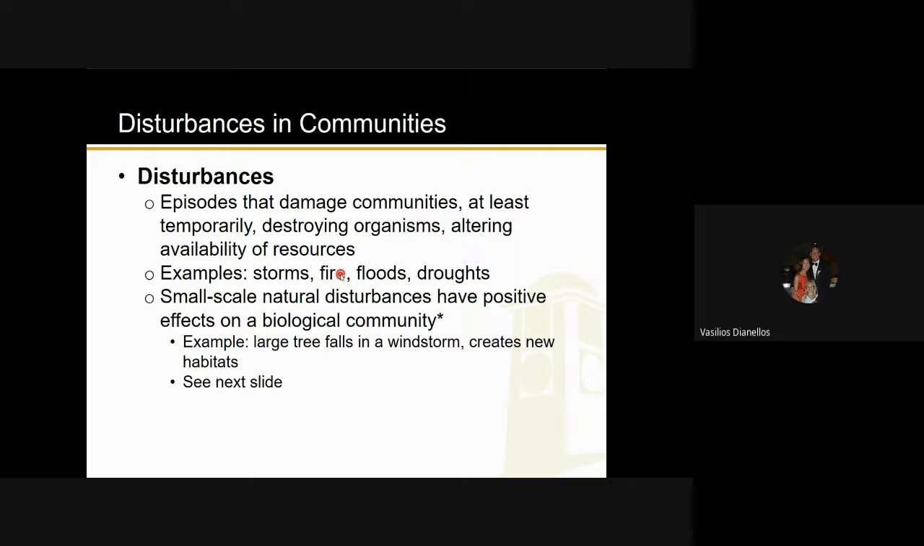But anyway, small scale natural disturbances actually have a positive effect on biological communities. So it might seem weird because you might think, well, storms destroy things, fires destroy things, floods destroy things, droughts destroy things. And this is all true. But if they're small scale and if they're not long lasting, they actually do have a positive impact.